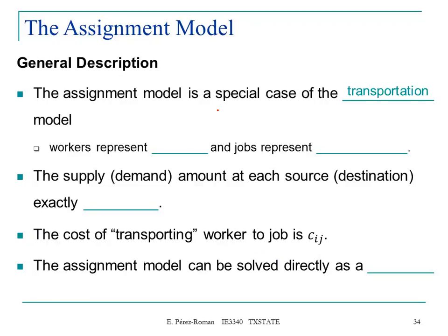So the assignment model is a special case of the transportation model. Workers represent sources and jobs represent destinations. The supply and demand amount of each source or destination exactly equals 1. So you can only assign one of your resources to one of your jobs. The cost of transporting a worker to a job is Cij, which is a cost that is going to depend on the particular task that you want to assign, and the level or the skills of these resources. The assignment model can be solved directly as a regular LP. So you can basically use the simplex method. If you have only two variables, you can use the graphical method, or you can use your Excel Solver to find a solution easily for this problem.